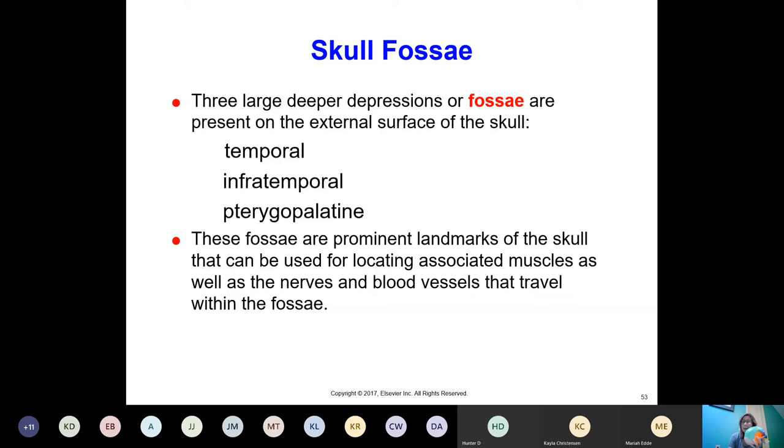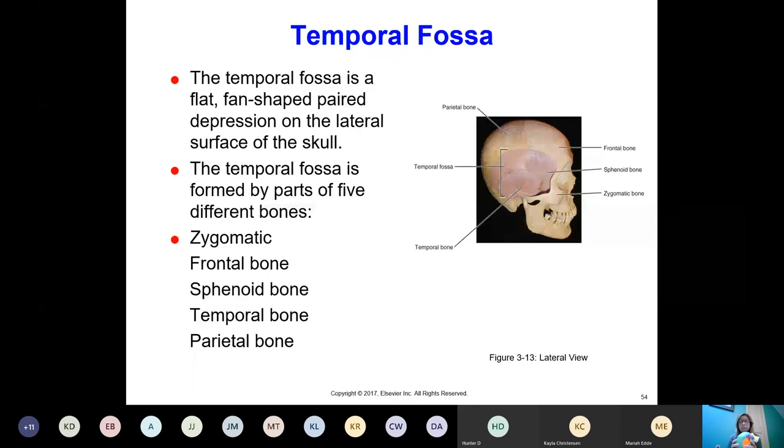So the temporal fossa is a flat, fan-shaped paired depression on the lateral surface of the skull. So this is your temporal bone, and your temporal fossa lies within the temporal bone. So it's this right here. And if you were feeling a skull right now, you'd be able to tell right here, it dips in on this bone. And you can kind of feel it on your head too. When you feel your head, it dips in the temporal area.